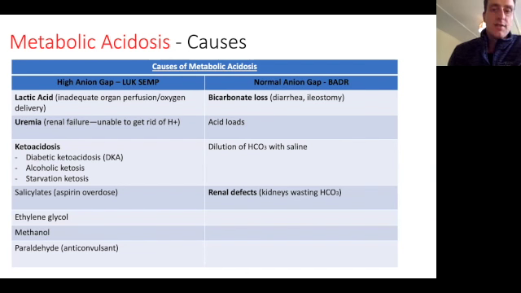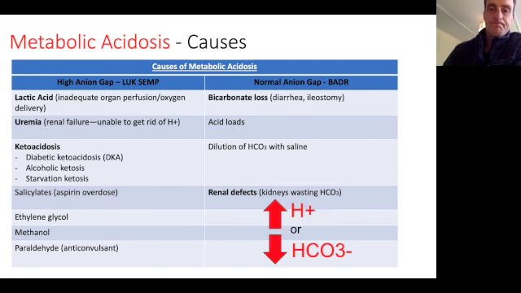Acid loads, so either iatrogenic or other causes of acid being pumped into the system. Dilution of bicarbonate with saline. Normal saline can cause a metabolic acidosis, which would be hyperchloremic. And then renal defects, where kidneys are not retaining bicarbonate as they should, can also cause a normal gap metabolic acidosis, with the end result being elevated hydrogen ions or decreased bicarbonate.